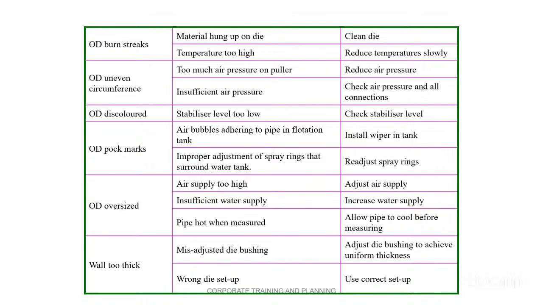Then suppose the outer diameter is oversize. Suppose we want a 100 mm outer diameter, but it's oversize, maybe 102, 103. Why does this happen at that time? Due to the air supply being too high.